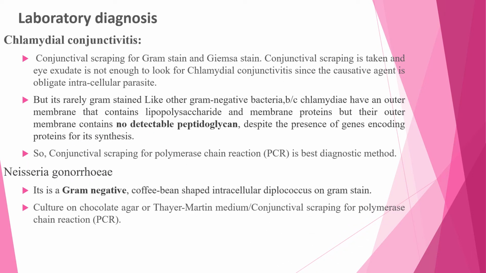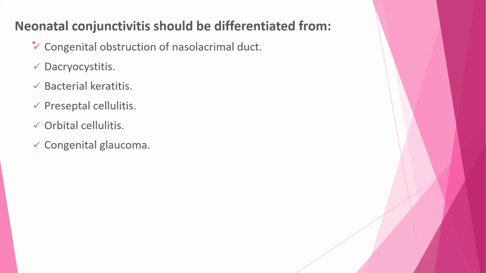Neisseria gonorrhoeae is a gram-negative, coffee bean-shaped intracellular diplococcus on Gram stain, and culture on chocolate agar or Thayer-Martin medium, or conjunctival scraping for PCR, can diagnose Neisseria gonorrhoeae. Neonatal conjunctivitis should be differentiated from congenital obstruction of the nasolacrimal duct, dacryocystitis, bacterial keratitis, preseptal cellulitis, orbital cellulitis, and also congenital glaucoma.